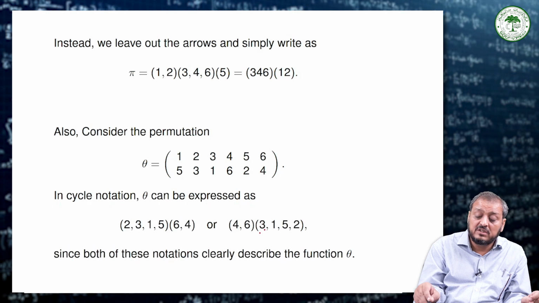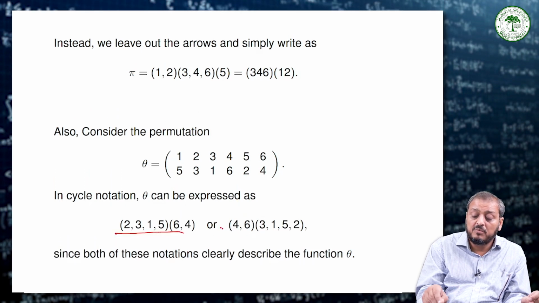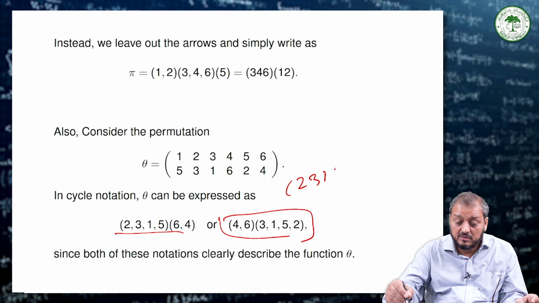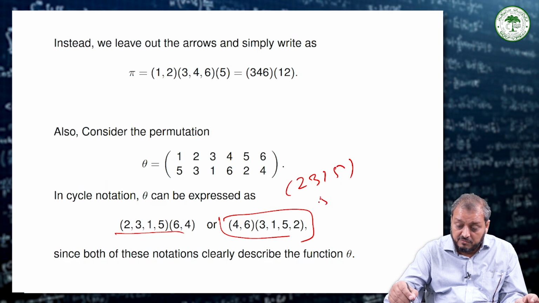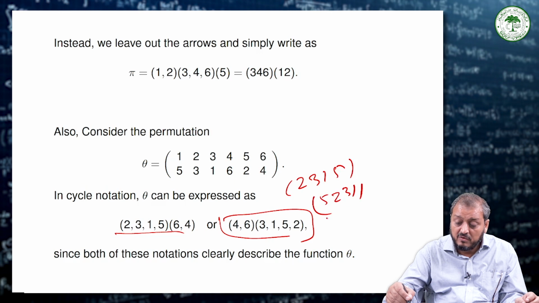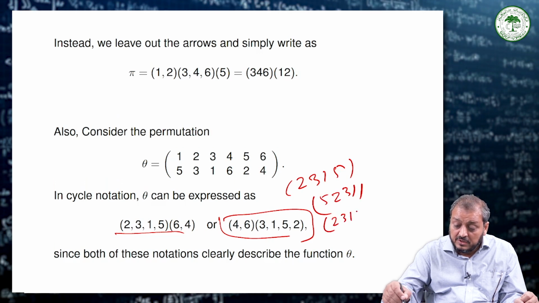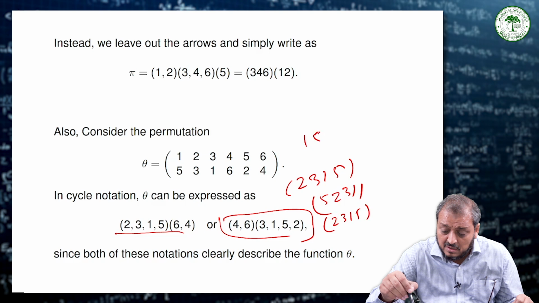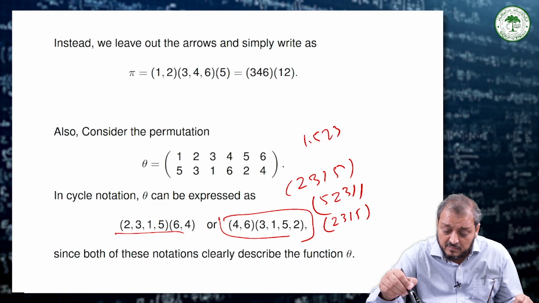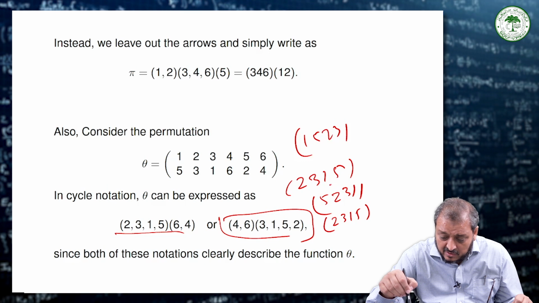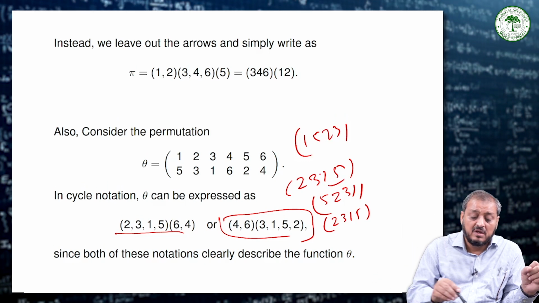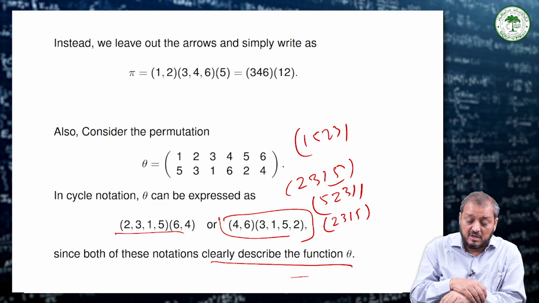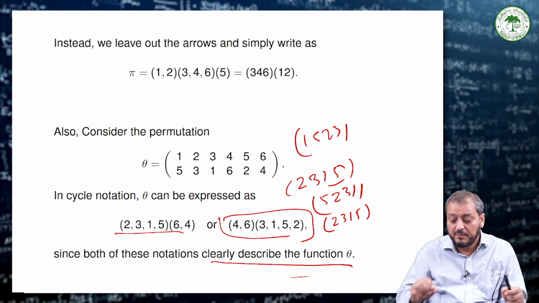So, in the cyclic notation theta can be expressed in either this form or this form. Either we can write 2 3 1 5, or we can write 5 2 3 1, or 2 3 1 5. Sorry, we can write this in the form 1 5 2 3, and similarly we write the cyclic notation in this form.